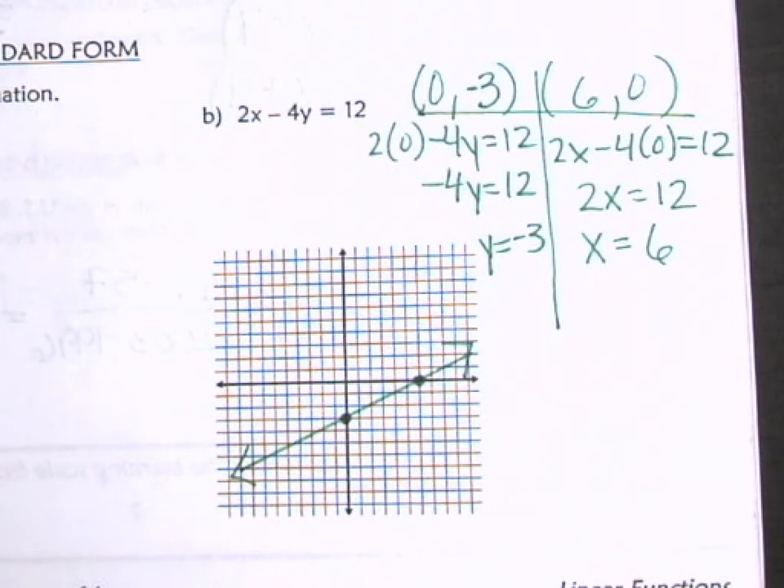Connect the dots. So when an equation is written in standard form, and A, B, and C are factors and multiples of each other, it's very easy to graph in standard form.